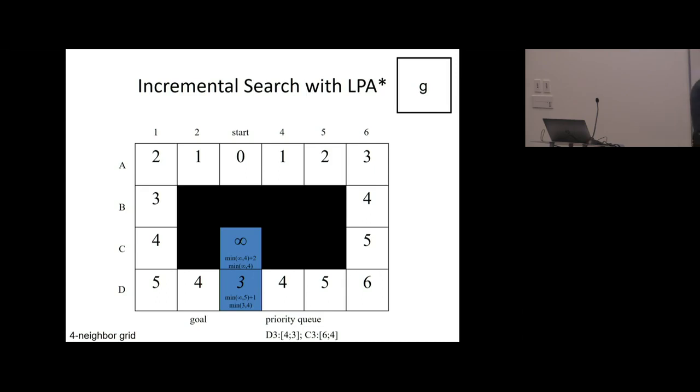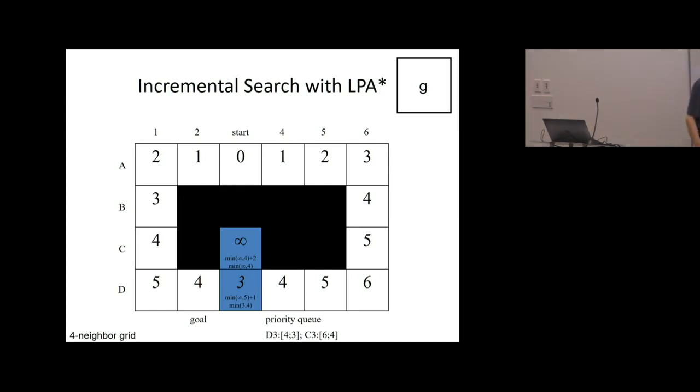What about this guy here? This one is a 3. Based on the neighbors, it should be a 5. So it's not locally consistent. It should also be in the open list. I put it also into the open list. Right? And for all of the other cells, the status will not have changed. I don't need to look at them. Okay, good. That was it.